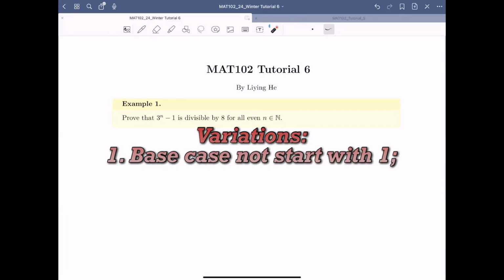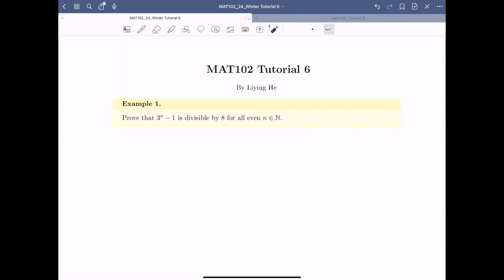Okay, so the base case might not start with 1. You might have the base case start with 3, start with 2, start with 0, start with 10. It depends on, because last time I already talked about it, what is the smallest number for which the statement holds. For example, if the statement only holds for n greater than or equal to 3, then your base case would be 3 instead of 1. Or something like this: for all even natural numbers, the smallest even natural clearly is not 1. So you might have a different base case for that. That's the first kind of variation.